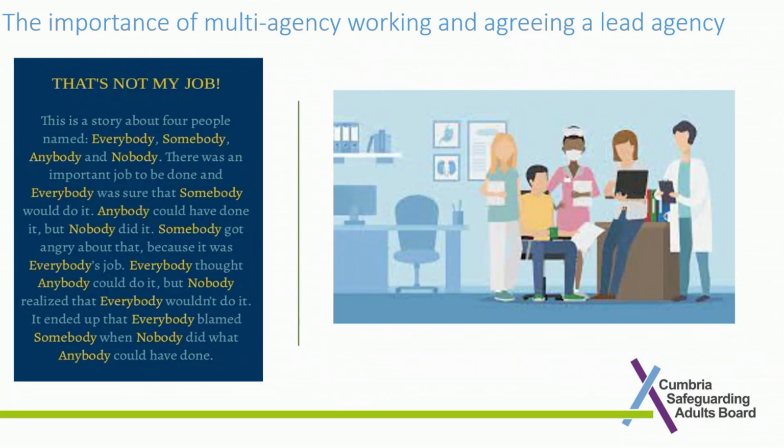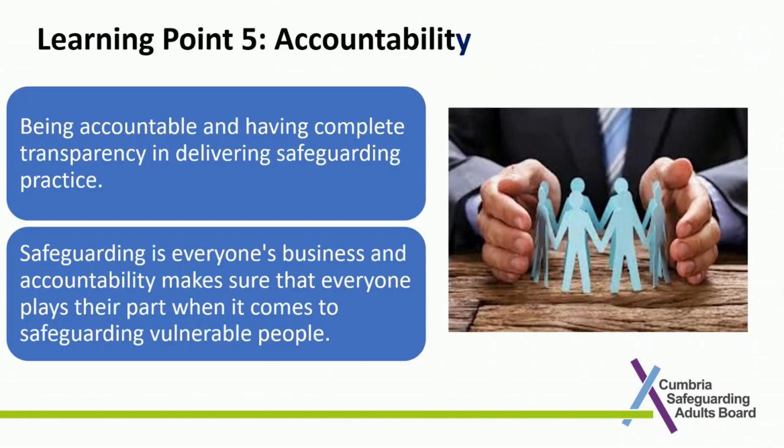Finally, we've got learning point 5, which is accountability. And the note of being accountable and having complete transparency in delivering safeguarding practice. The fact that everyone knows safeguarding is everybody's business, and accountability makes sure that everyone plays their part when it comes to safeguarding vulnerable people.